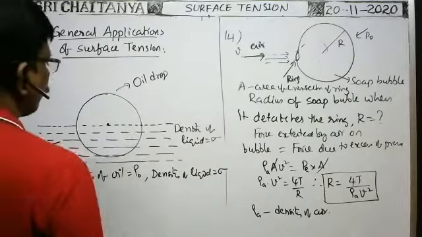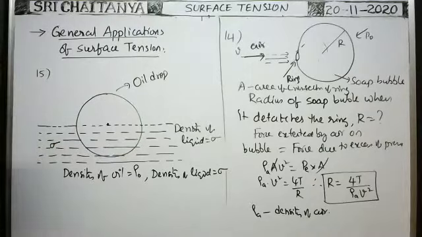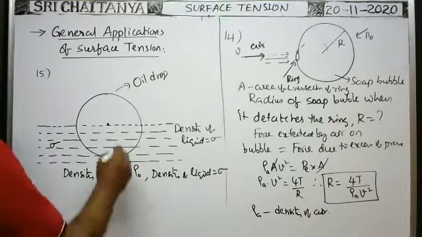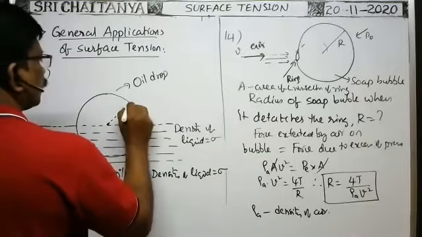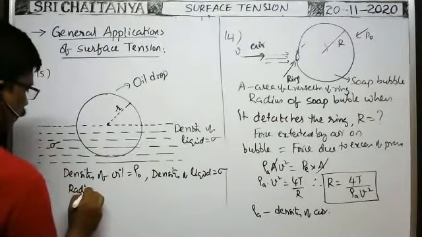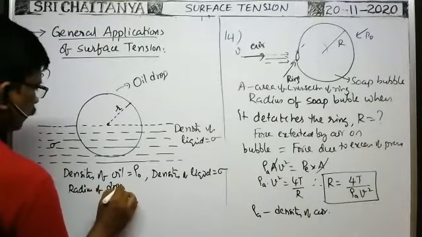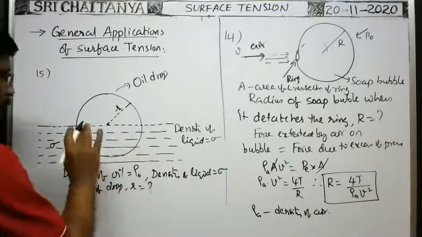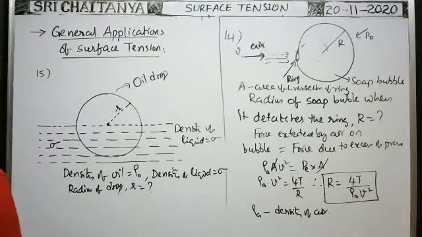Whenever it is floating, the question is, what is the radius of the drop? Suppose the radius of the drop is smaller r. Radius of drop is equal to question mark. But the radius of the drop is not given. So what is the radius of the drop? They ask.